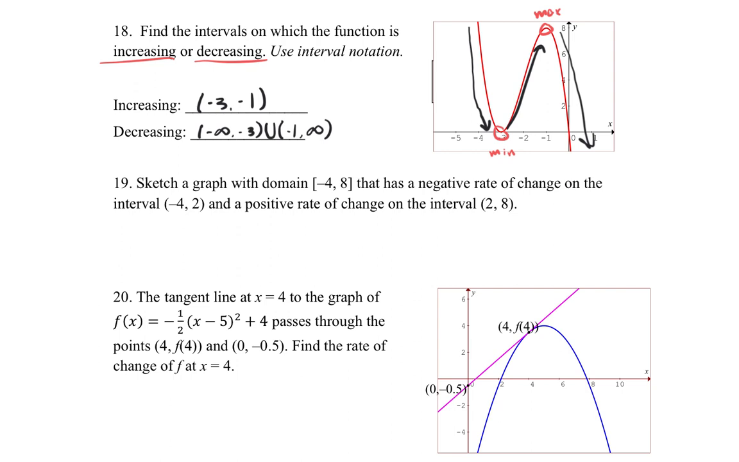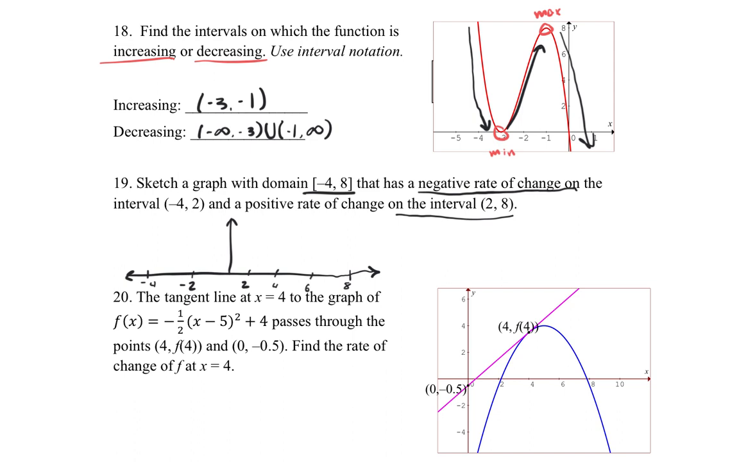Now, problem 19, we have sketch a graph with domain -4 to 8 that has a negative rate of change on the interval from -4 to 2, a positive rate of change on the interval from 2 to 8. So I guess the way that I'm going to draw this, I'm going to draw my curve. I'm going to draw my axes real quick. The x, we go up to 8, down to -4, but -2, 2, 4, 6.